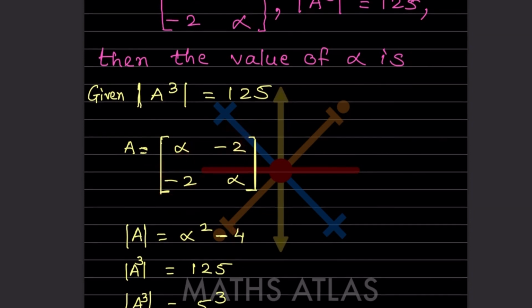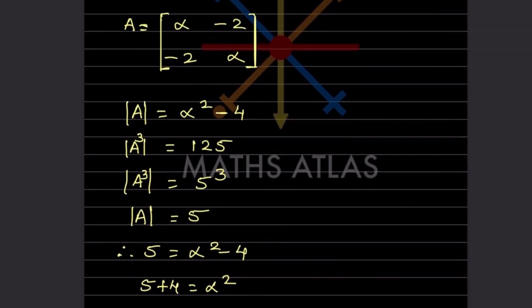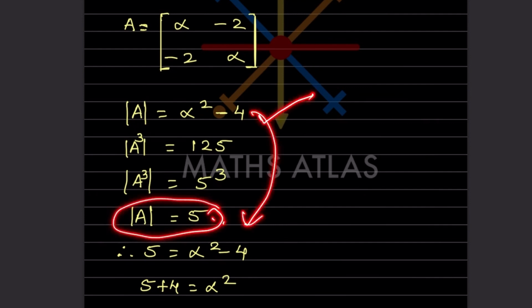So now we have that determinant of A cube is 125. We can write 125 also as 5 into 5 into 5, that is 5 cube. So if we are taking the determinant of A, this is cube, so this is going to be 5. So you got the determinant of A is 5. Now look at here. We are going to look at these two equations. You are going to put it in this equation. When you put this, in place of this you are going to write 5.